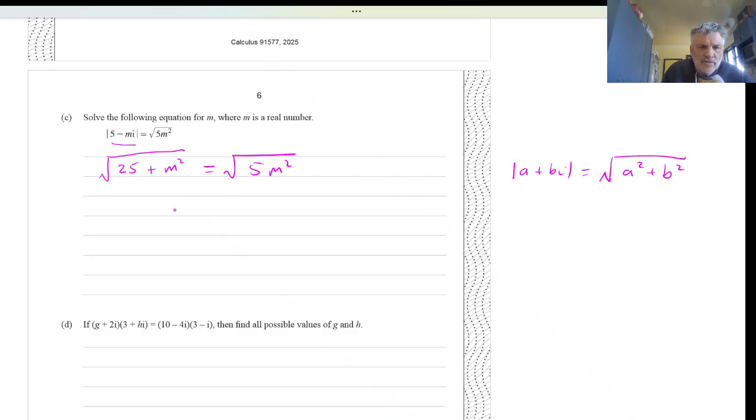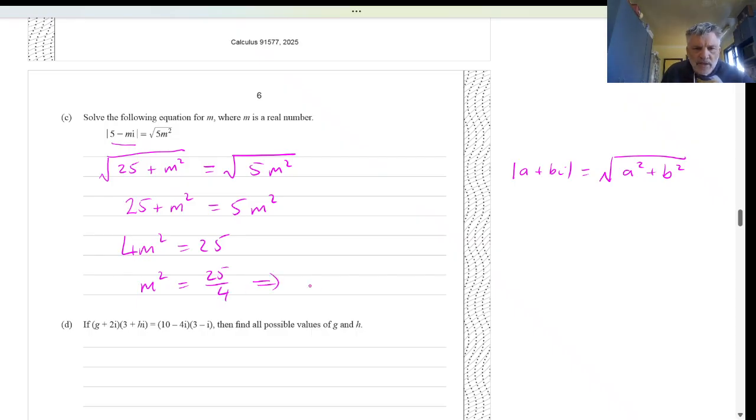So if we've got two things that both have the square root taken of them and they're equal, then the two things under the square root must be equal. We can take off the m squared. That will leave us with 4m squared is equal to 25. That means m squared is 25 over 4, and that means in turn that m is equal to plus or minus 5 over 2. And we're done.